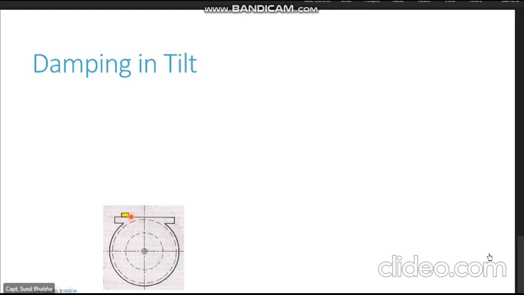Now let's assume that this particular gyroscope has the spin axis pointing in the north-south direction. Because of any reason, let's assume the spin axis starts to tilt. How does it tilt? The north end of the spin axis has started tilting upwards. Now, if the north end goes upwards, obviously the south end of the spin axis will go downwards. Let's say it keeps on tilting like this. The north end is tilting upwards and the south end is tilting downwards.